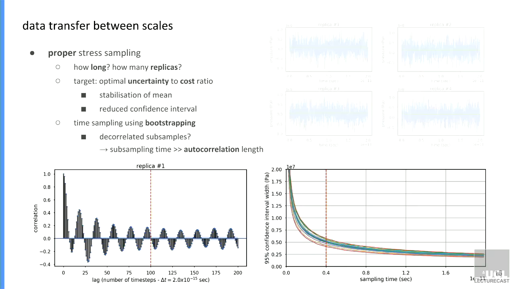If we increase this sampling time more than that, we would have a very low gain compared to what we had before. So it wouldn't actually be worth going a lot further to reduce the confidence interval. That's quite arbitrary.